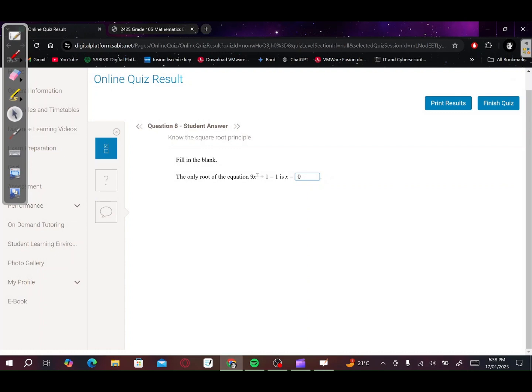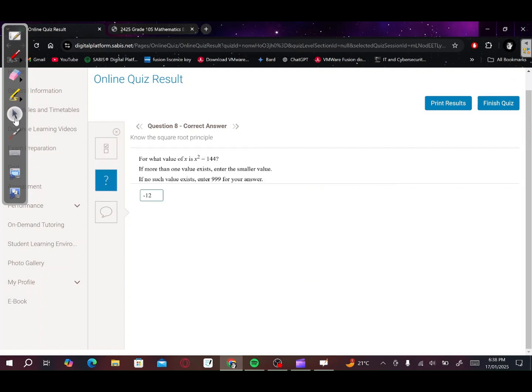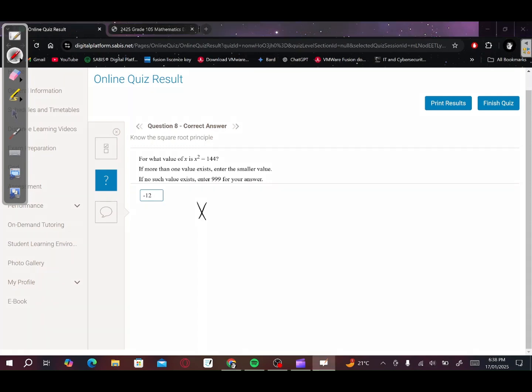Question 8. For what value is x squared equals 144? Now, they know that you're going to know it's 12, right? It's very easy. But what they did, they tricked you. They put enter the smaller value. You will most likely put 12. You will not read this part. You will think this doesn't matter, okay?